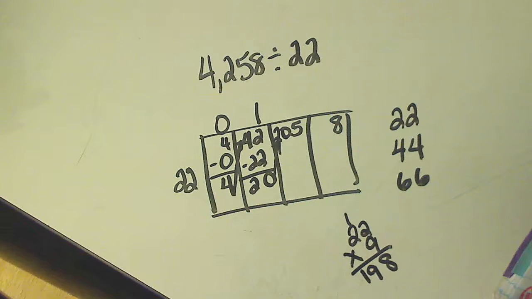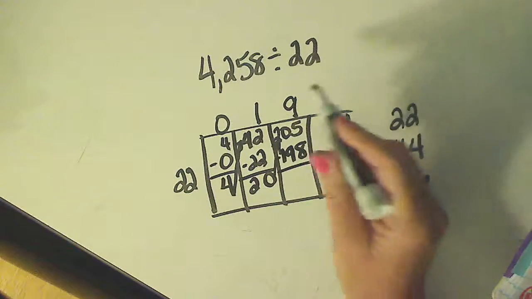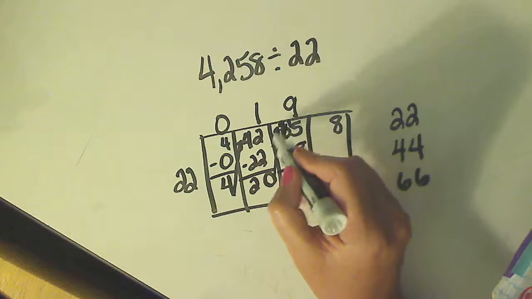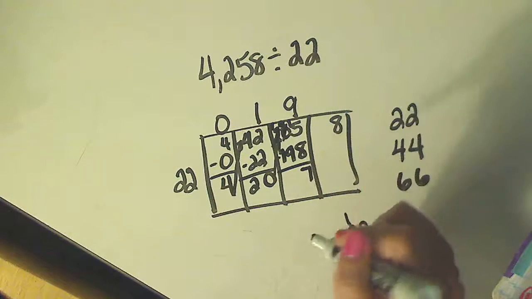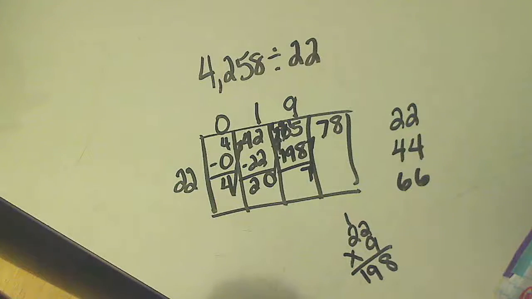And I get 198, which is going to work. So that means I can make 9 groups of 22. I'm going to subtract the 198. And so that's 7, and I have 7 left over. Again, bringing that to that.